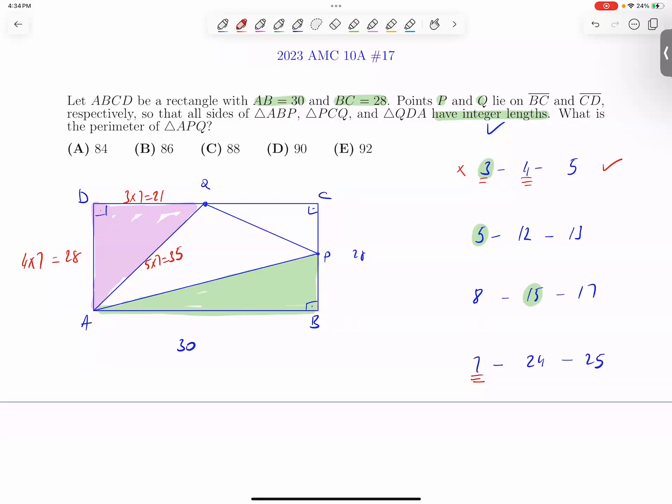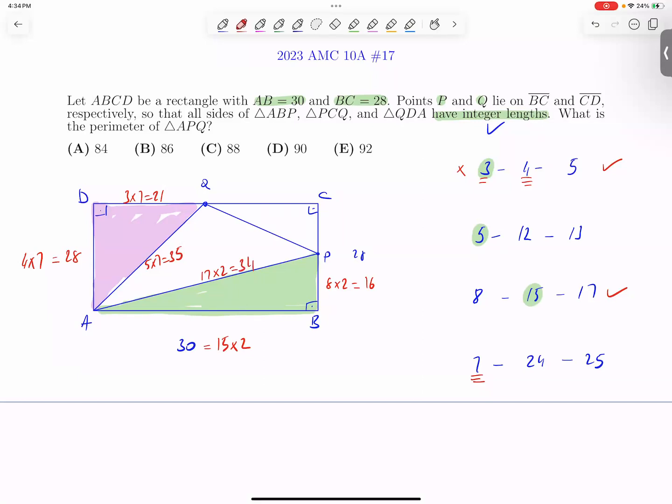So we should try this triangle. 15 times 2 is 30. Then the other leg should be 8 times 2, which is less than 28. 8 times 2 is 16. Then the hypotenuse is 17 times 2. We just scaled the 8, 15, 17 triangle by 2. 17 times 2 equals 34.